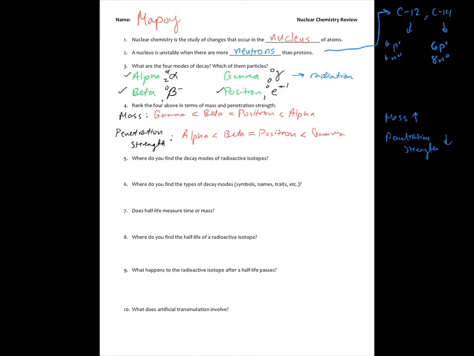Okay, where do you find these decay modes of radioactive isotopes? Remember there are 2 tables we dealt with, table N and table O. Table N is the first one we deal with. And then where do you find the types of decay modes? This here is table O.